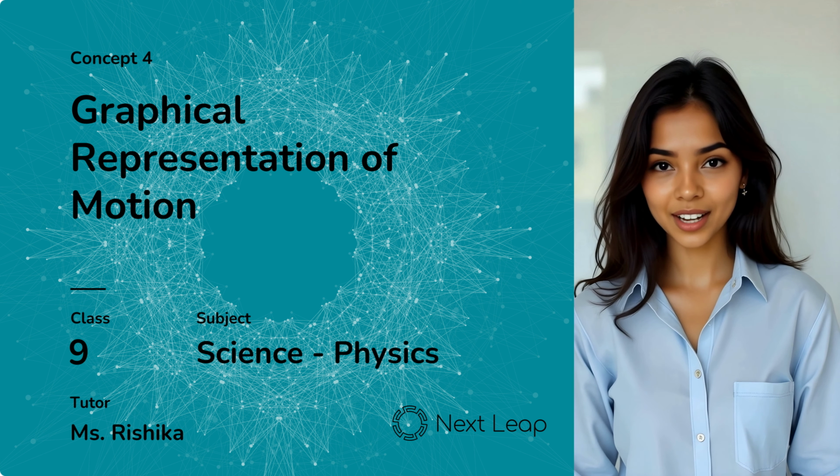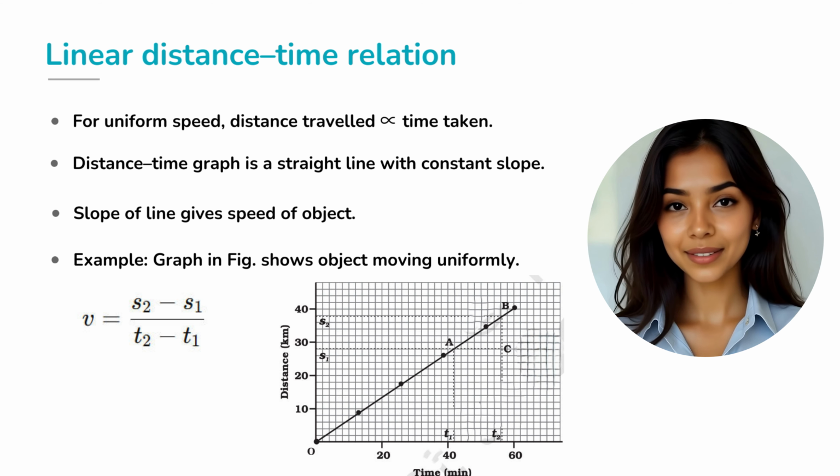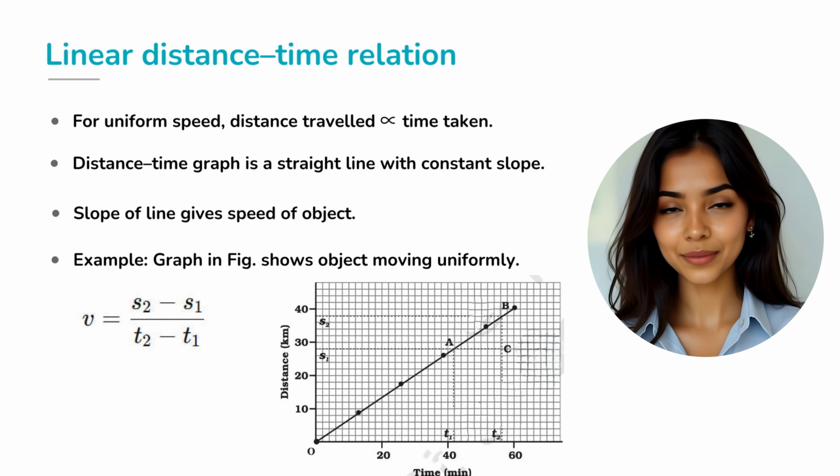Let's begin with a simple case, uniform motion. Imagine a car moving at a steady speed. Every equal interval of time, it covers equal distance. On a distance-time graph, with time on the x-axis and distance on the y-axis, this shows up as a straight line. The slope of this line tells us the speed.